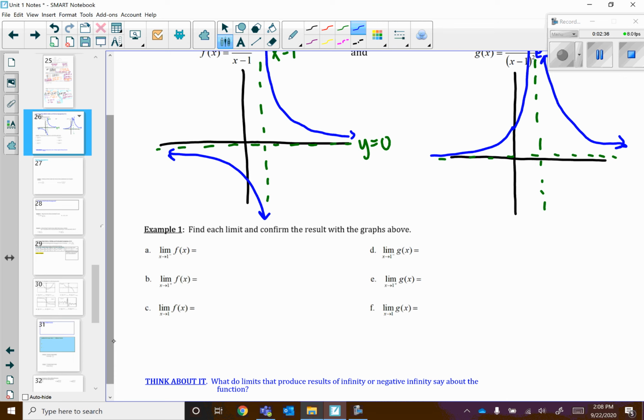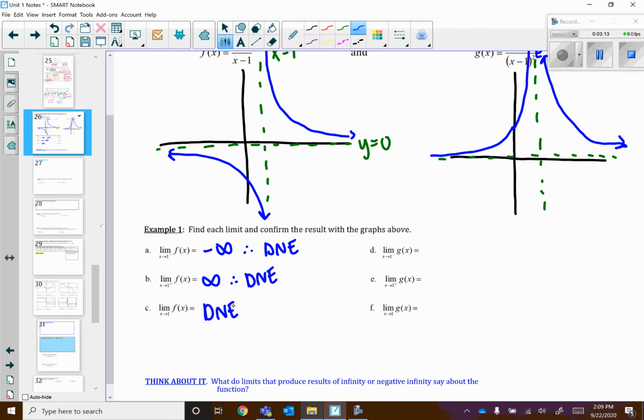If you want to pause the video right now and try these problems on your own, I think that's a really good idea, but I'm just going to go right into it. The limit as x approaches 1 from the negative side of f of x, well, it's going down, so it's negative infinity, therefore does not exist. The limit as x approaches 1 from the positive side, my graph is approaching positive infinity, therefore does not exist. And the limit as x approaches 1, well, there's a vertical asymptote there, so that limit does not exist.